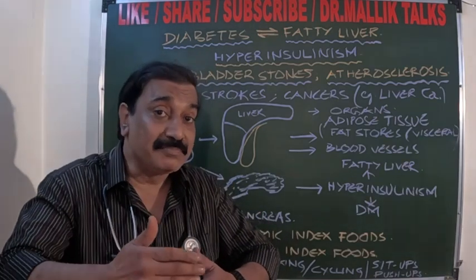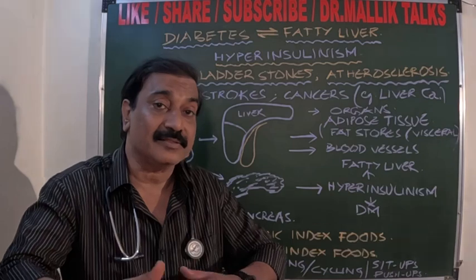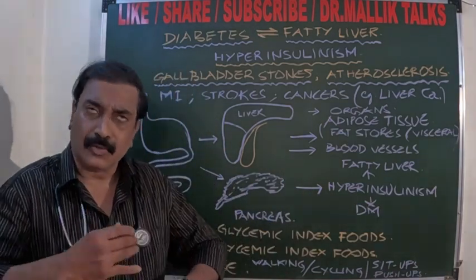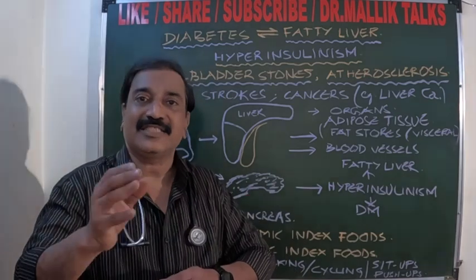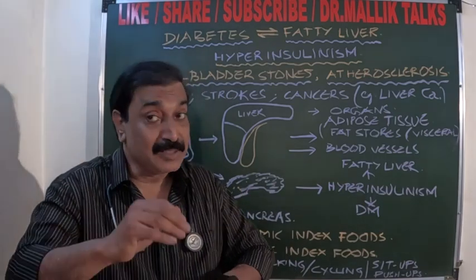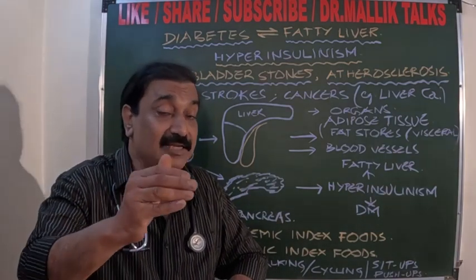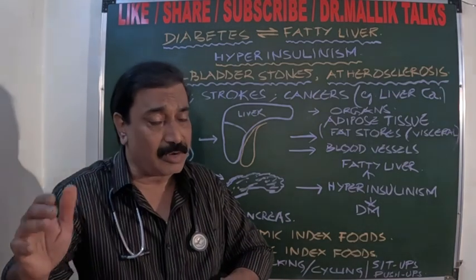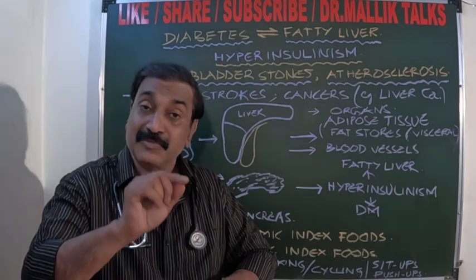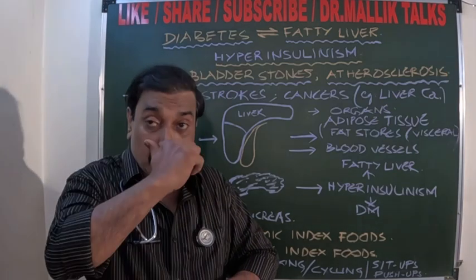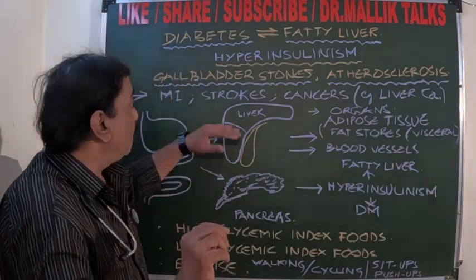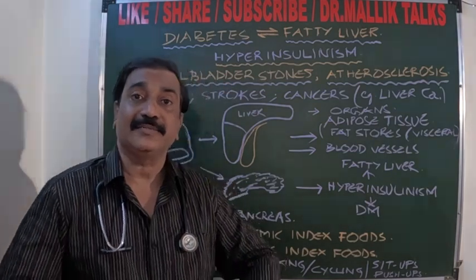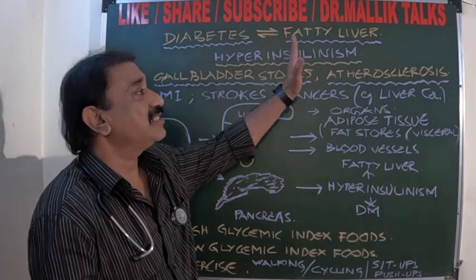So hyperinsulinism means high insulin flow in the body. That is, your body is containing very high insulin. Nowadays, not only HbA1c, fasting blood sugar, post-lunch blood sugar, you can evaluate even serum fasting levels of insulin, or anytime insulin you can get checked. So that test is also there. So once you are developing hyperinsulinism, naturally there is diabetes, there is fatty liver.